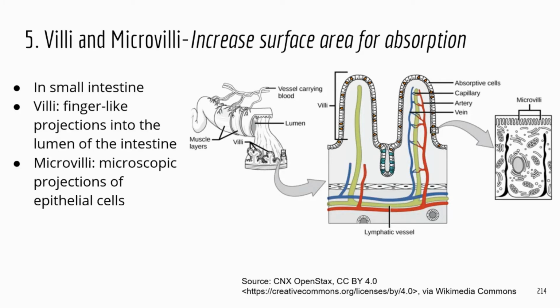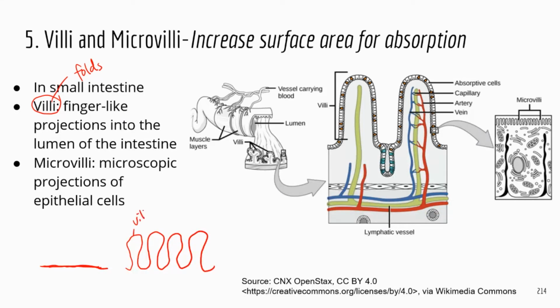Okay, next I want to talk about some of the special structures, especially in the small intestine, to help digestion and absorption. So the first structure is called villi, right here, villi. And the villi, think of them as folds in the small intestine. When you look at the inner lining of the small intestine, it can be flat, right? But in reality, the small intestine has a lot of folds. You can see that it's not flat. And these folds are called villi.